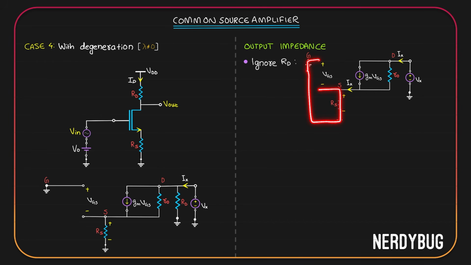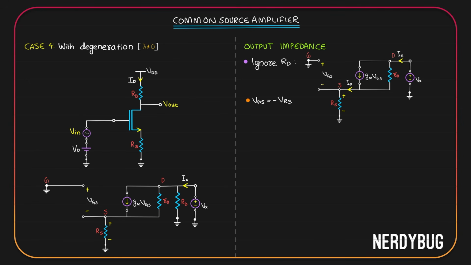We have two potential drops. One is VGS, the other is potential across RS, VRS. According to Kirchhoff's voltage law, the sum has to be equal to 0. That means VGS plus VRS should be equal to 0, which means VGS should be equal to negative of VRS. Now, what is VRS? VRS, according to Ohm's law, is RS multiplied by whatever is the current flowing through it.